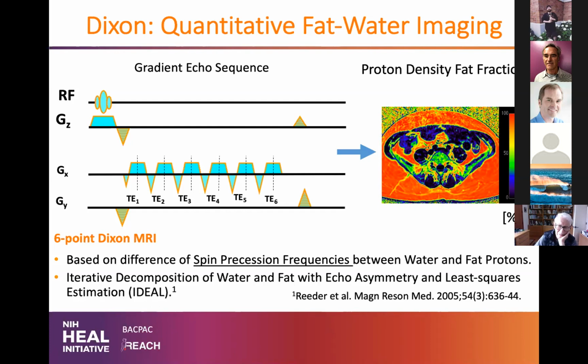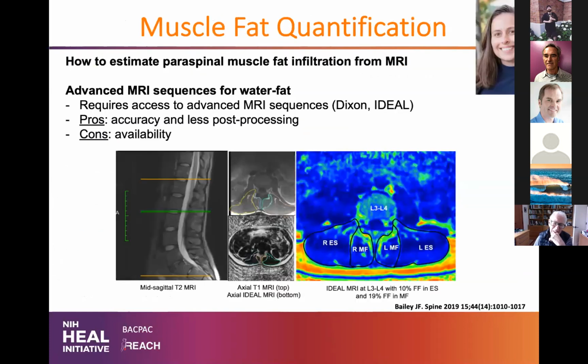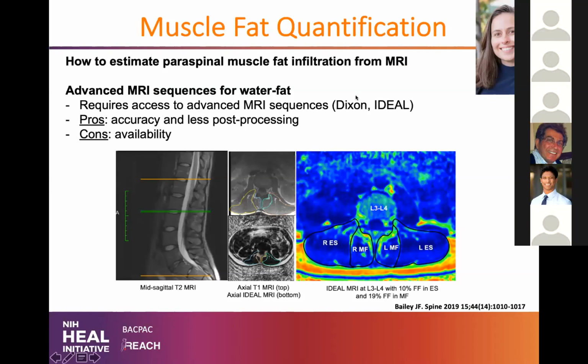And this method is very reproducible and very accurate. So you can actually calculate the fat in milligrams from this proton density fat fraction map. So it's a very quantitative measurement for fat assessment in the muscle. And then, of course, Jeannie was also very interested to use some of these more advanced Dixon techniques for her studies.